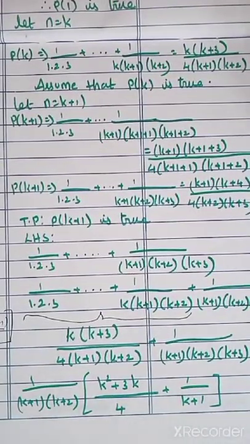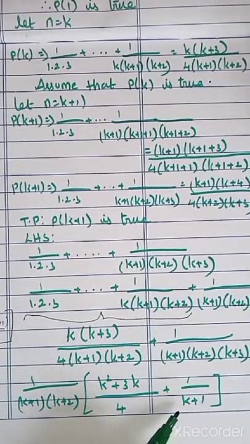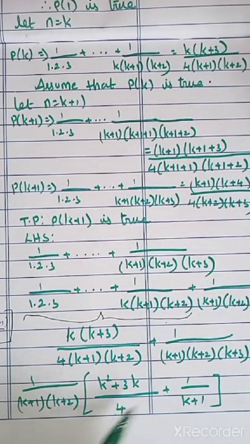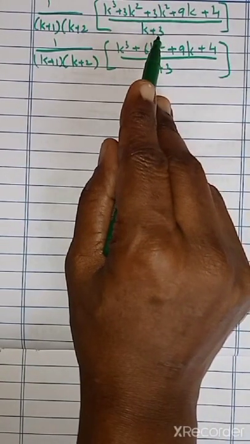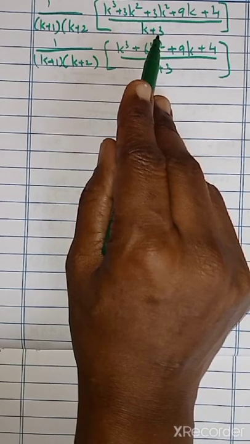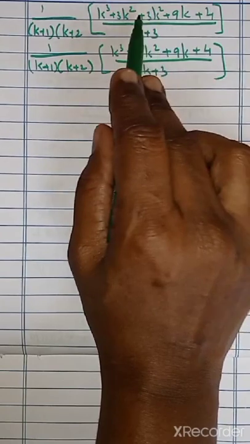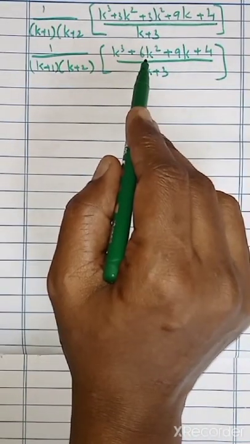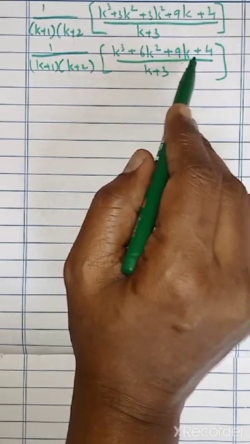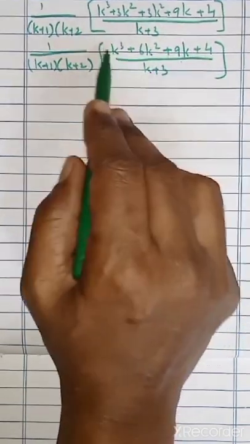Now we have to take LCM. So what is the LCM here? 4 into k plus 1. That is, we have to multiply k plus 1 here and 4 here. Okay, and this one k plus 3 I have written as k plus 1, change that. So taking LCM, we will get this one. Again if we simplify this, we will get k cube plus 6k square plus 9k plus 4. We got it. Now we have to solve this.